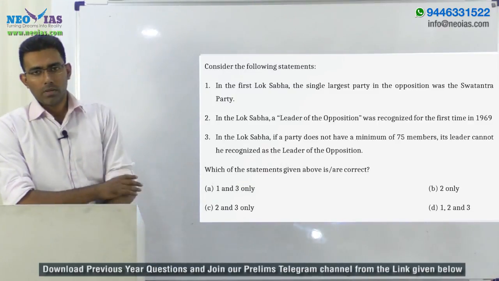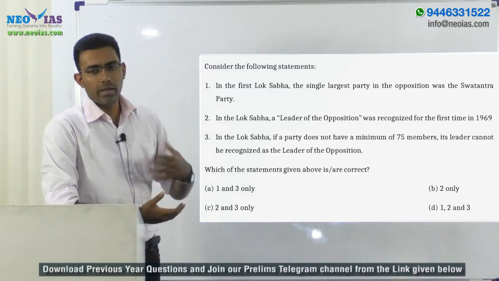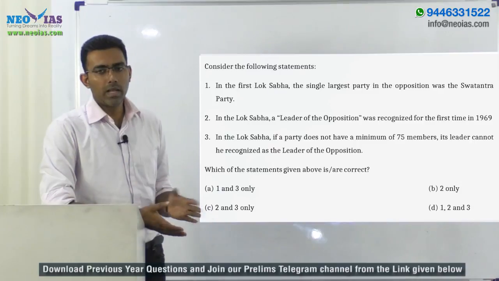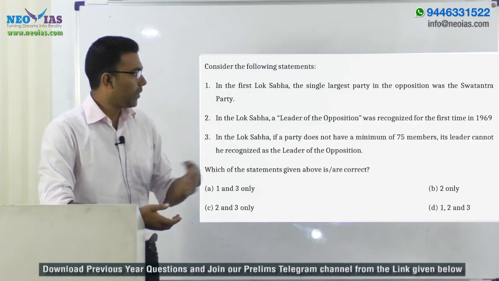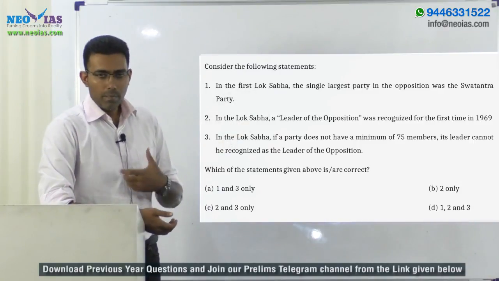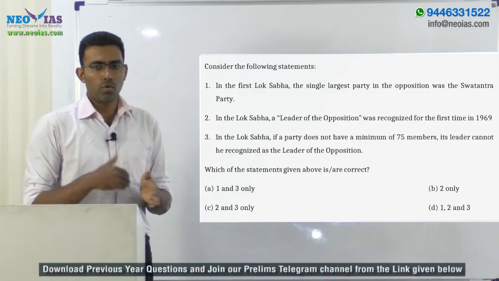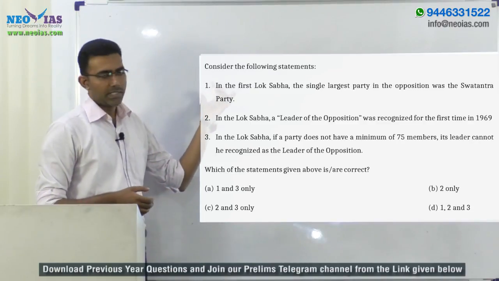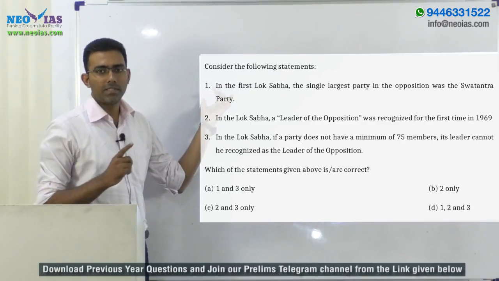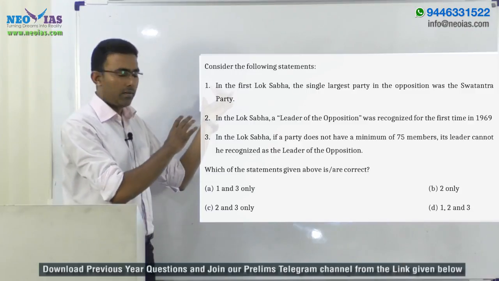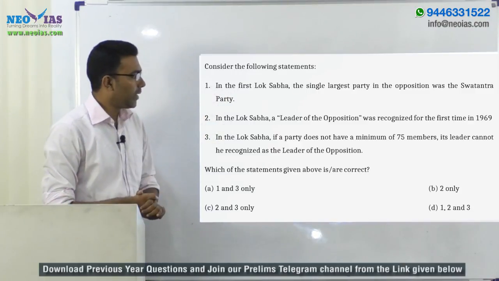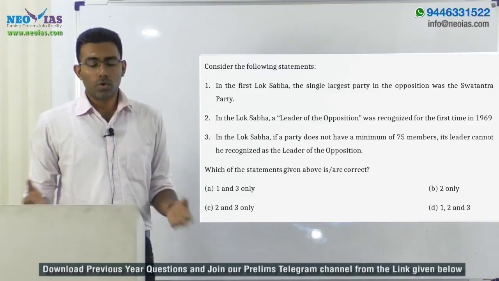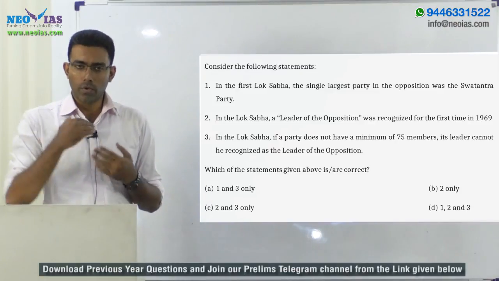Imagine a scenario wherein you won't know whether in the first Lok Sabha the single largest party in the opposition was Swatantra Party or which it was. Whatever it may be, just understand the scenario. You could have answered this through the elimination technique. You don't know exactly what the first statement is, so just neglect it. The second statement, that the leader of opposition was recognized for the first time in 1969, was also a googly. You don't know that either, so you can ignore it.